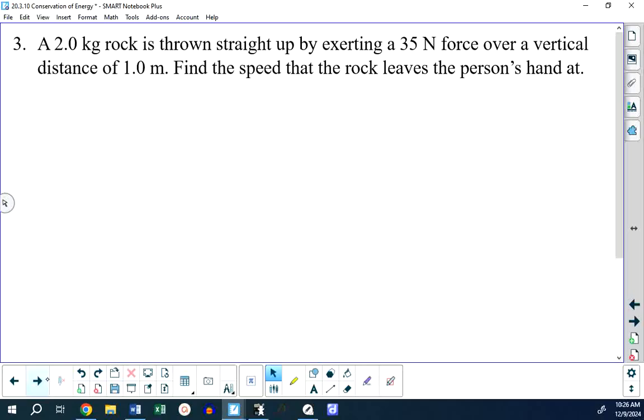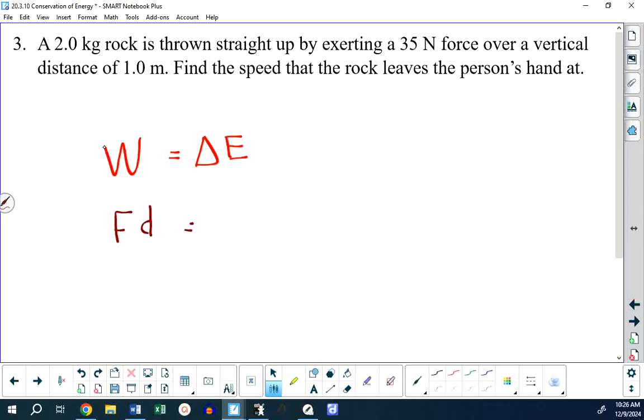You're doing work. So right away, this is where we head. We go work done by me equals change in energy of the rock. This is the force times the displacement. And this is, well, would you agree it's the mechanical energy afterwards minus the mechanical energy before?